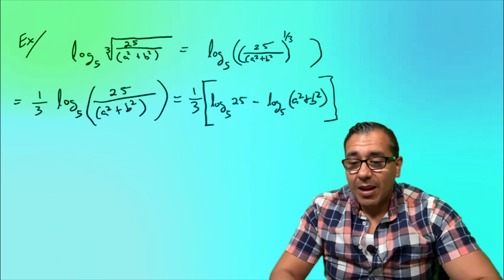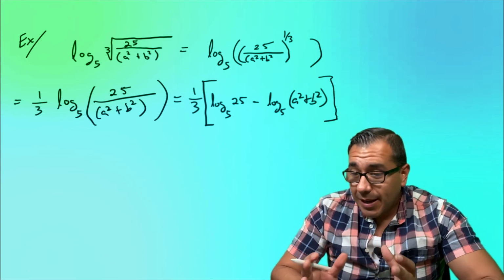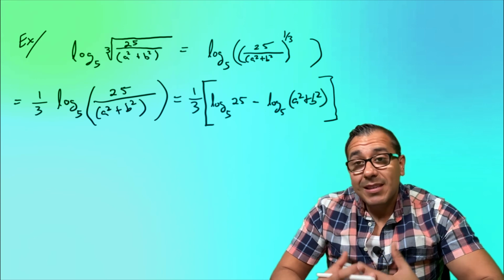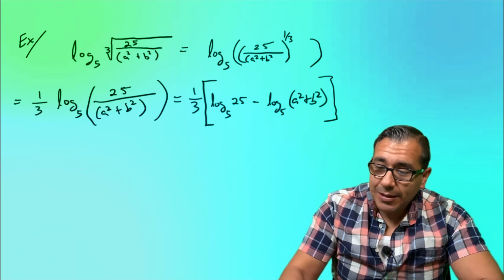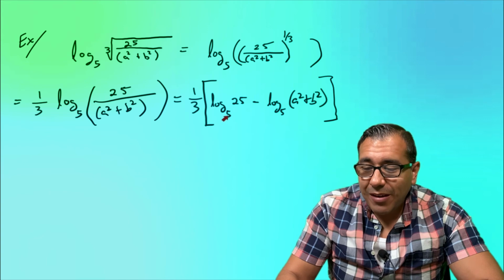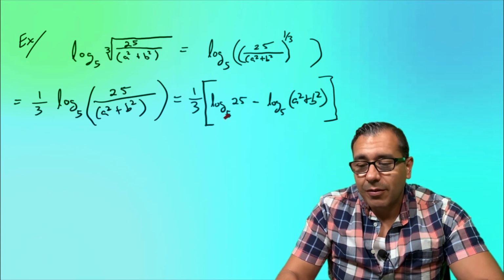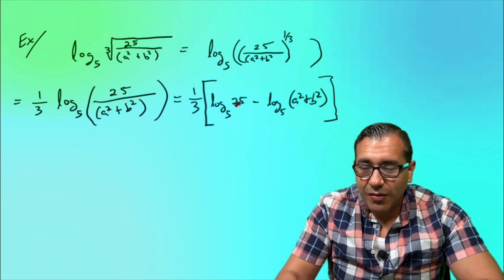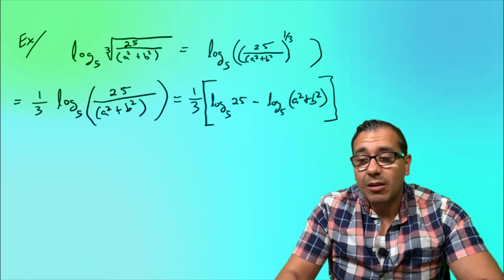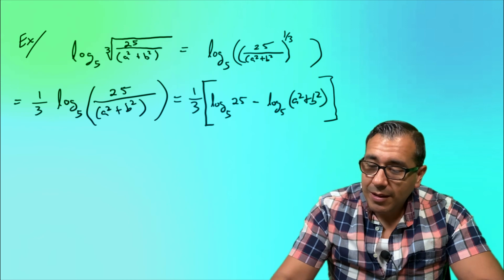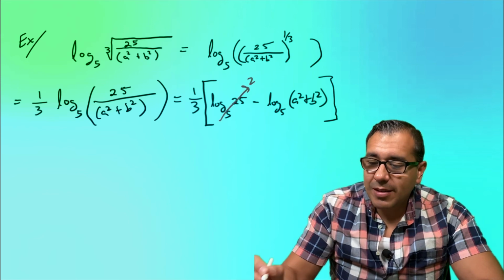All right. Before I distribute the 1/3, let me see if I can simplify anything. And right here, it looks like I could simplify this, right? 5 raised to what power gives me 25, or I could plug that into the calculator. So 5 squared gives me 25. So this whole thing right here is equal to 2. So let me write that down. This entire log is the same thing as 2.